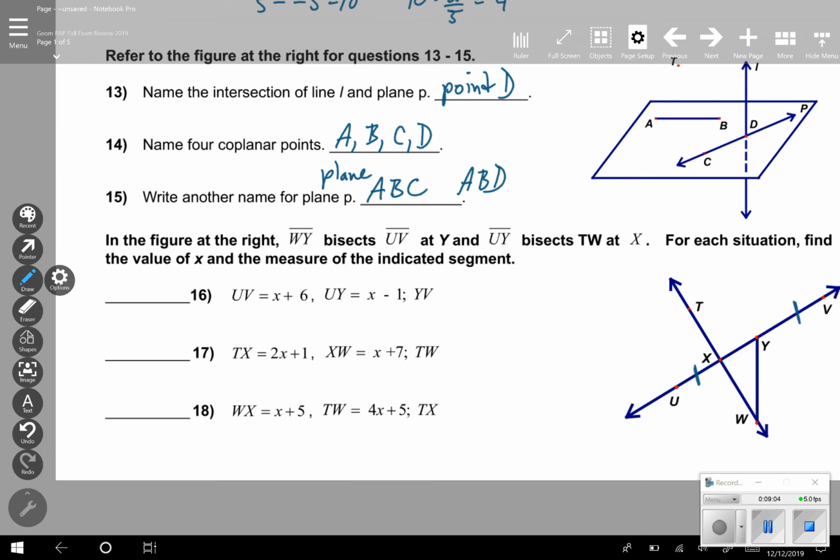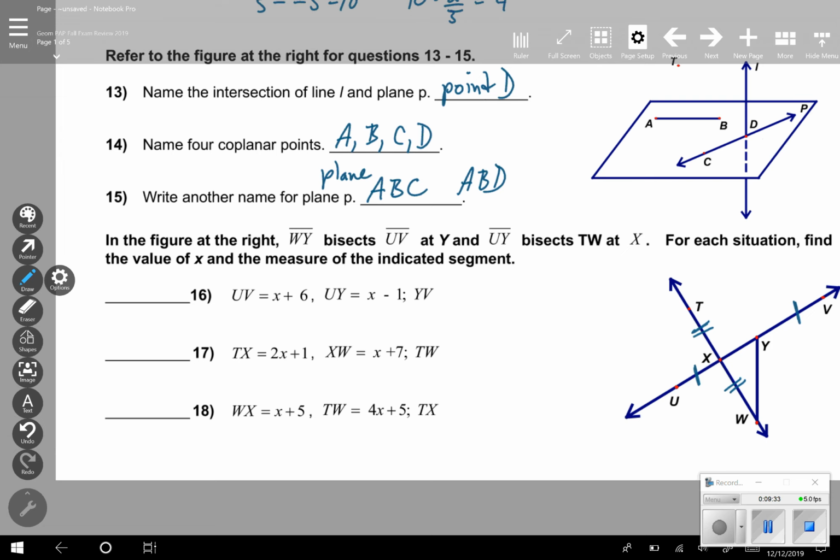Okay, so that means UY and YV are congruent. It's bisecting at point Y. And then UY, this line here, bisects TW at point X. So TX and XW are congruent. So for each situation, find the value of X and the measure of the indicated segment.